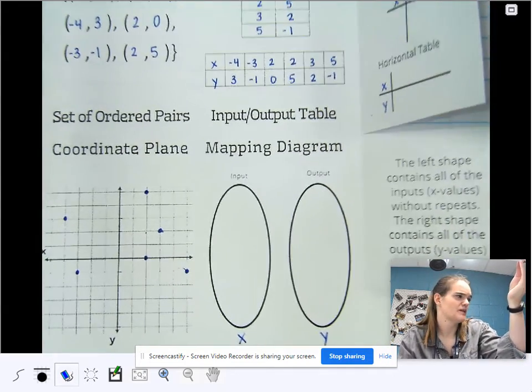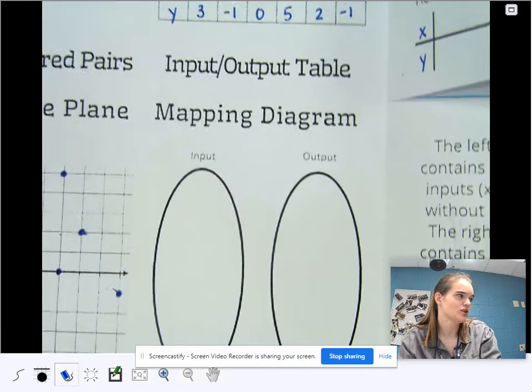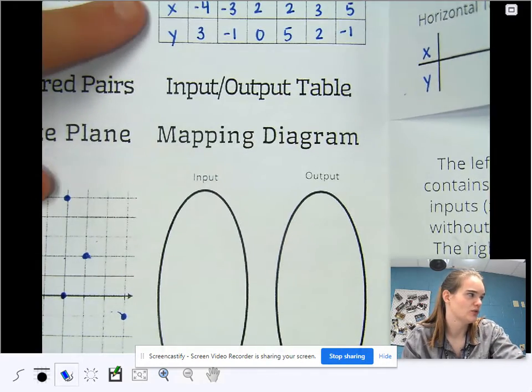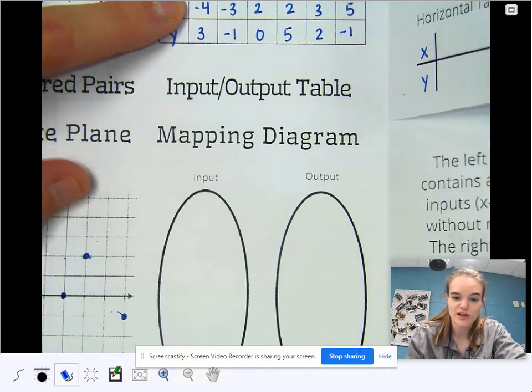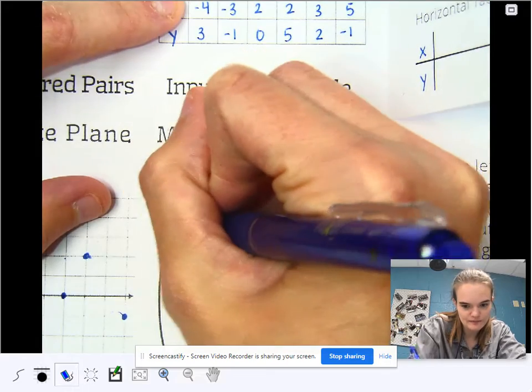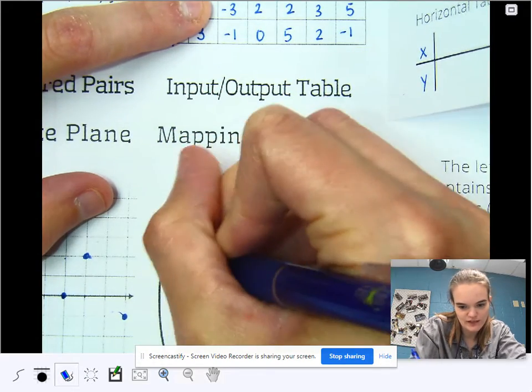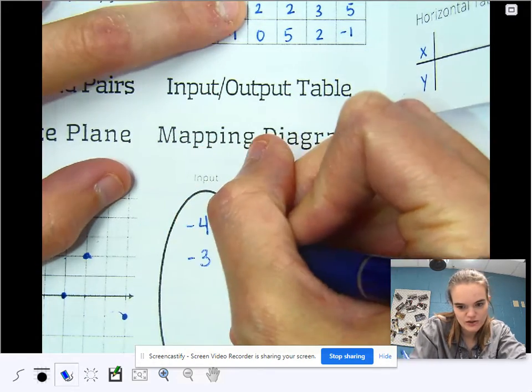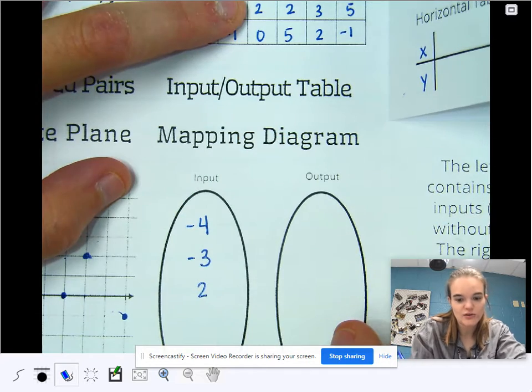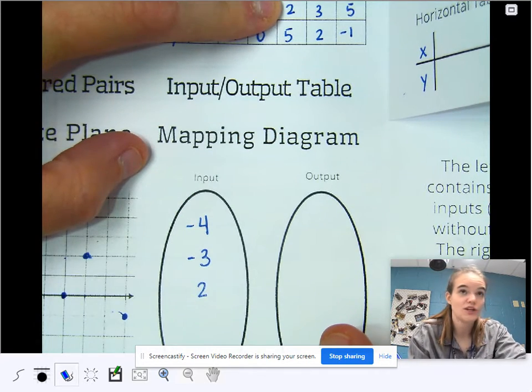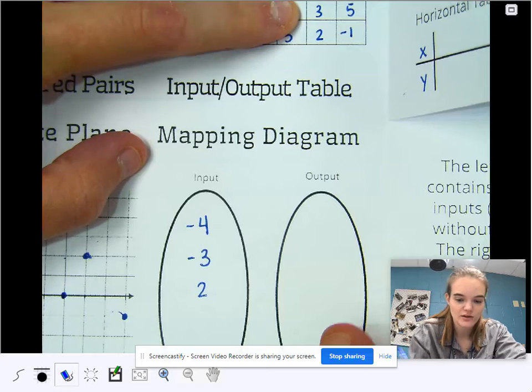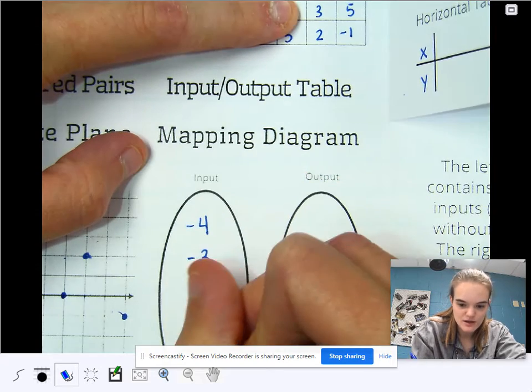So I'm still using the same points, but I'm going to zoom in. I'm going to look at the ones in the table just because you can see those on the screen. Okay, I'm going to put in these x values. Negative 4, negative 3, 2. Notice I have two 2's. I'm only going to put 1. I don't put repeats. 3 and 5.